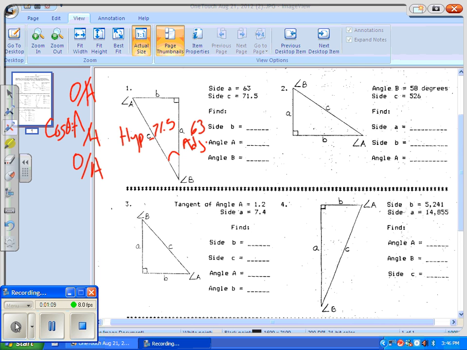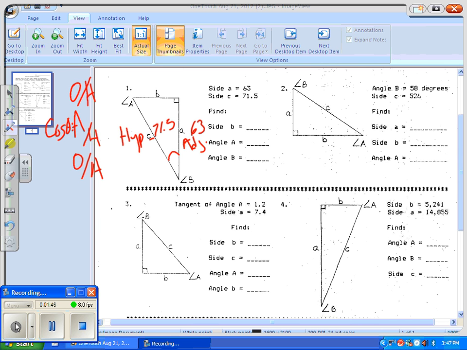So we can say with our calculator, second function cosine of 63 divided by 71.5. And what angle would we find? 33.81 degrees. Anybody agree with that? No, I'm sorry, that's the side, isn't it? That's the side opposite. Angle B is 28.22 degrees, right? Okay, 28.22 degrees.